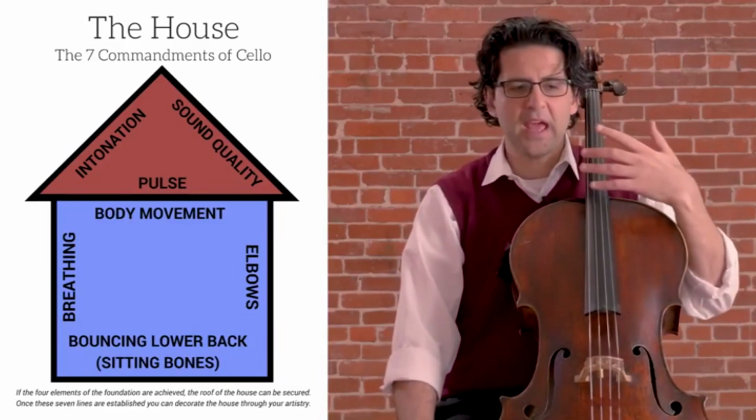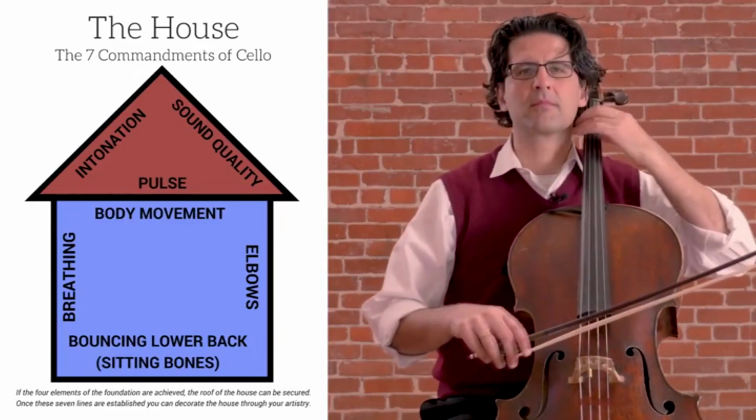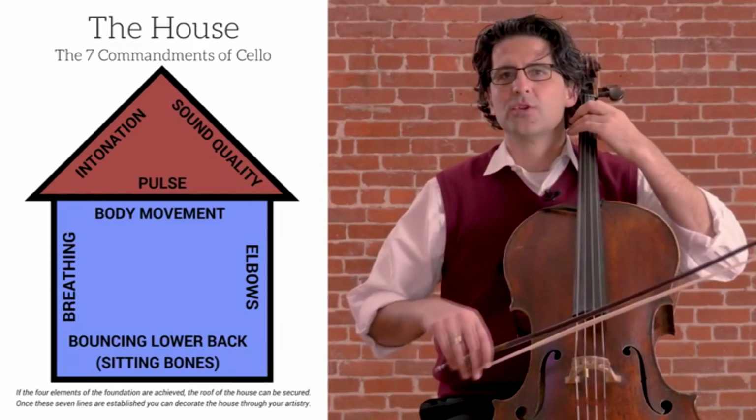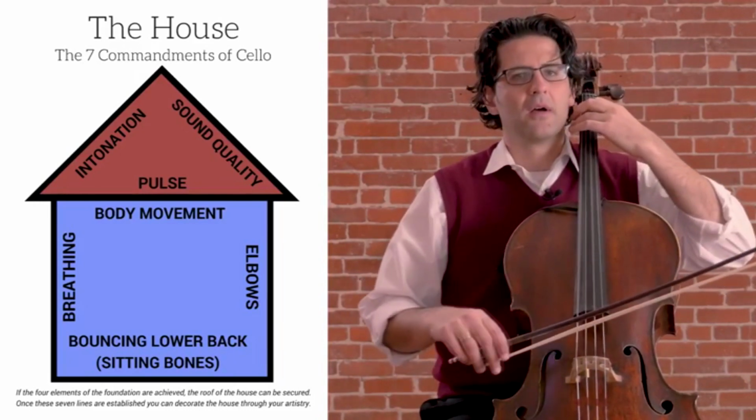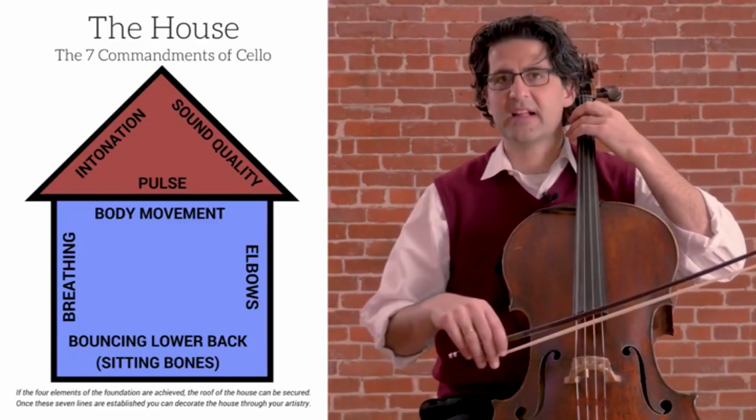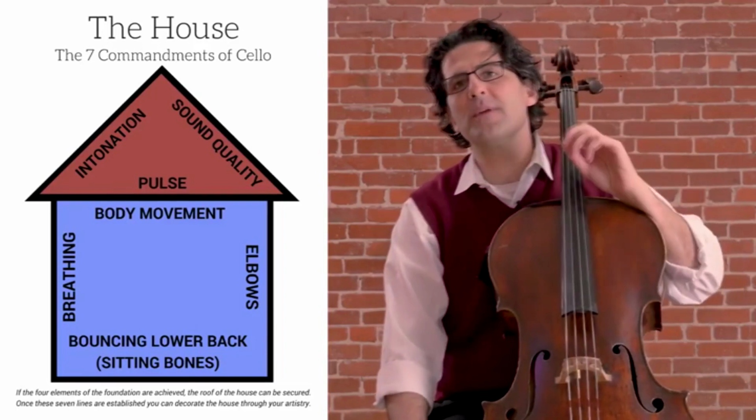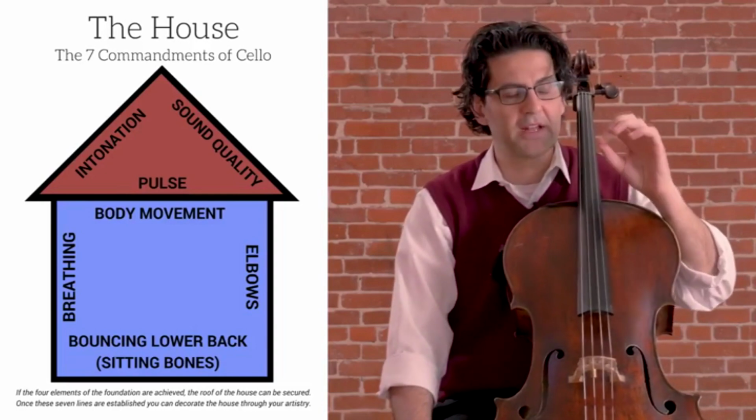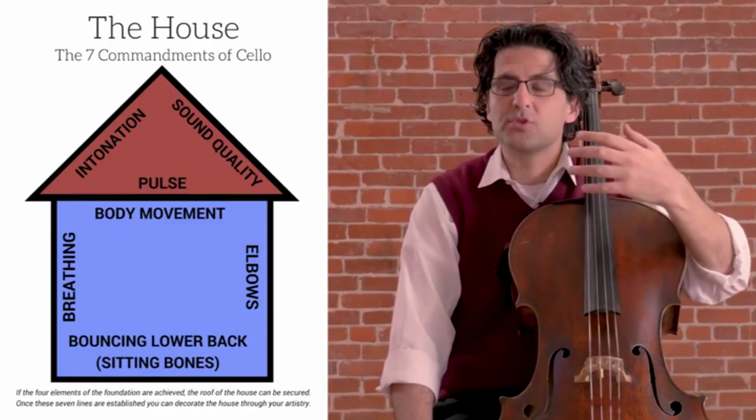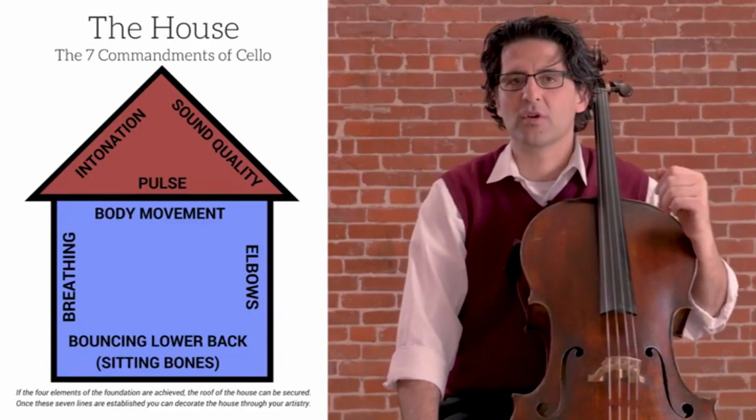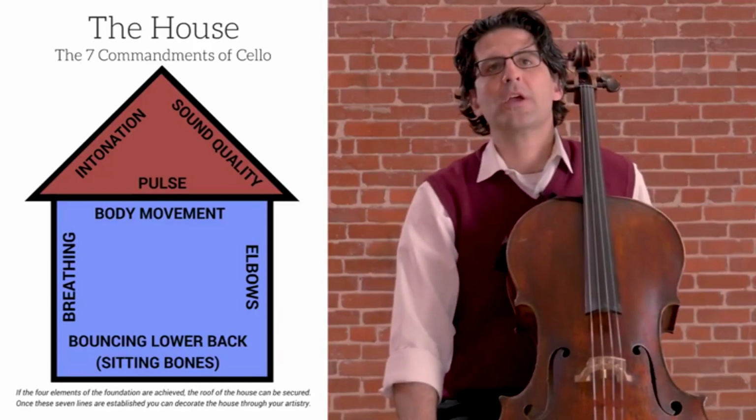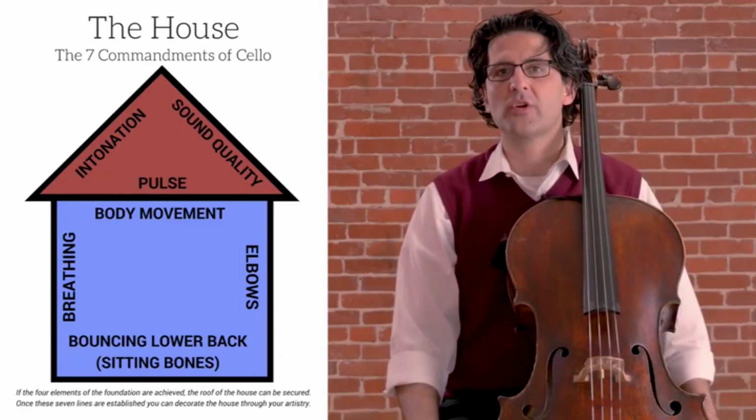That's number 1, to be able, while you're playing, to inhale and exhale the air. That's number 1. Really important. If there's any given moment in the repertoire when you play a note on the cello and you're not able to do it freely, something is wrong. Number 2, what we call in my studio bouncing lower back.